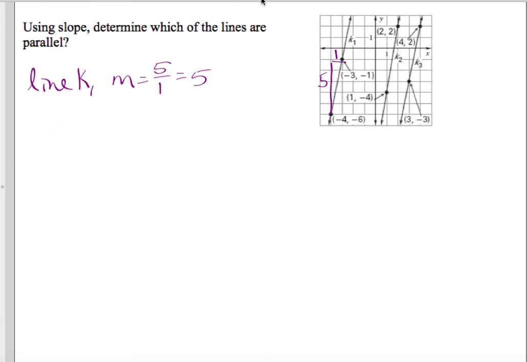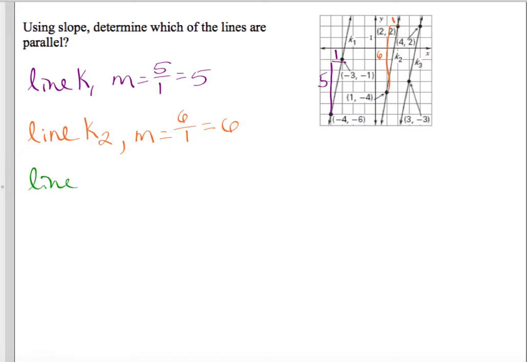You always want to do simplest fraction form on your slope, never a mixed number. So if you do have a fraction, you can leave an improper fraction, but you do want to reduce your fraction if possible. Here's line K2 in the middle here. Looking at its rise and run, it's going from -4 up to +2. That's a rise of 6. And it's going from 1 over to 2. That's a run of 1. So it's going up 6 and over 1. So it has a slope of 6.